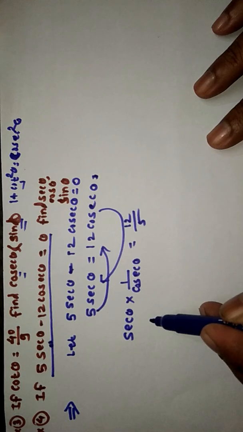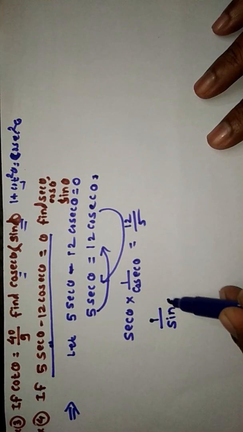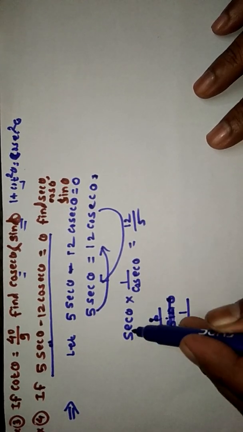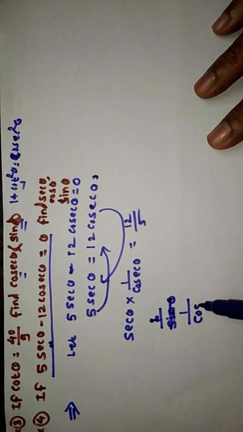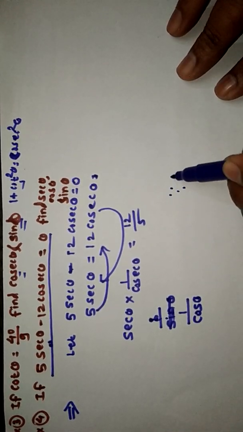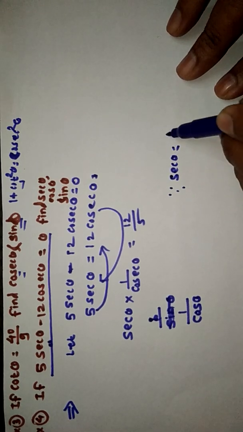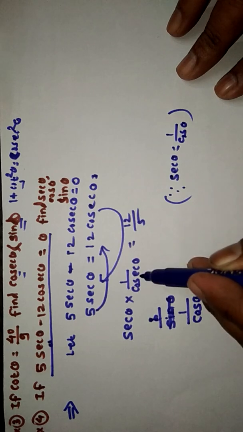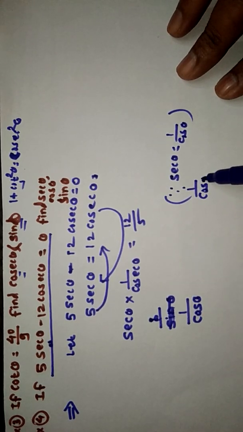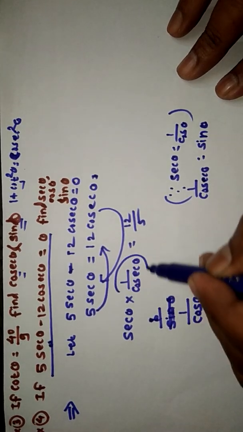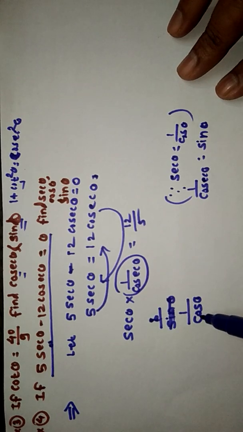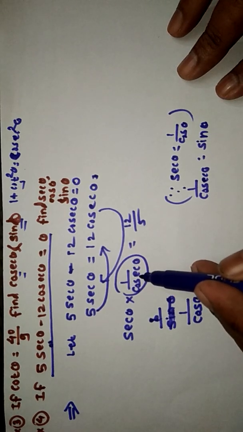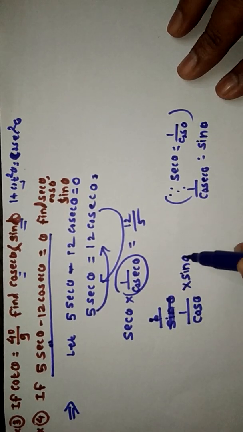Sec theta, this is the basic identity. Sorry, sec theta is the reciprocal of cos theta. Write down sec theta is equal to 1 upon cos theta, and also 1 upon cosec theta is the reciprocal of cosec theta, that is, sin theta. Sin theta is the reciprocal of cosec theta. Substituting here, sec theta is the reciprocal of cos theta, and 1 upon cosec theta is sin theta. So 1 upon cosec theta means it is sin theta.